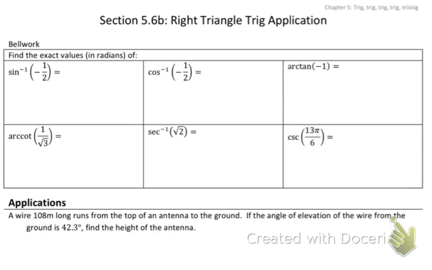Negative 1 over 2 is... All right, Luke. 11 pi over 6. What else could I have called that? Negative pi over 6.